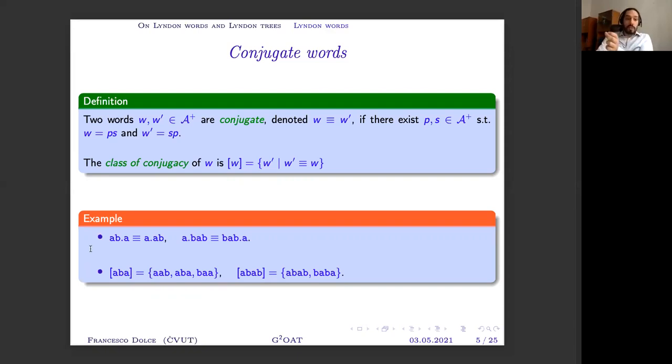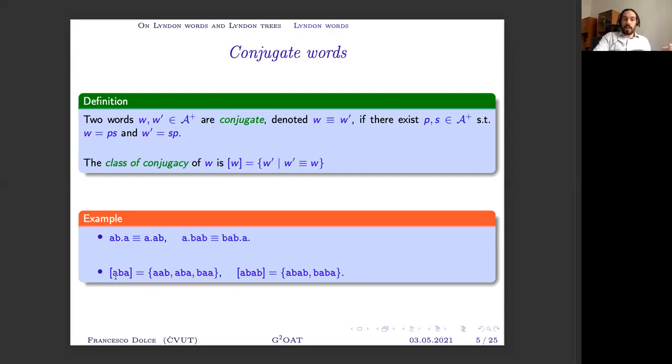So for instance, here ABA is conjugate with AAB, because I take AB, which is at the beginning, and put it at the end, and A, which is at the end, I put at the beginning. And for ABAB, I could do the same thing. I switch A with BAB and obtain another word. We call the conjugacy class of a word W the set of all possible conjugate words of W.